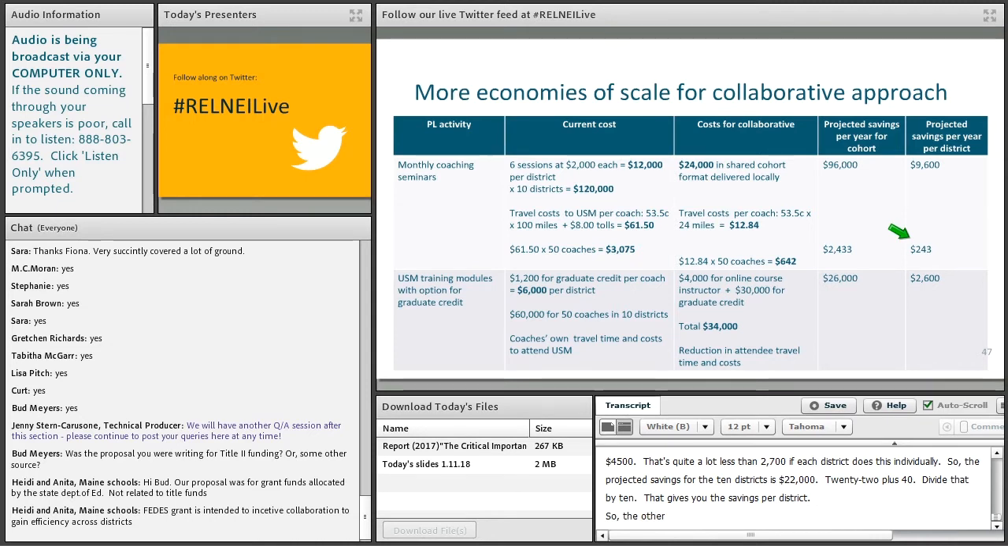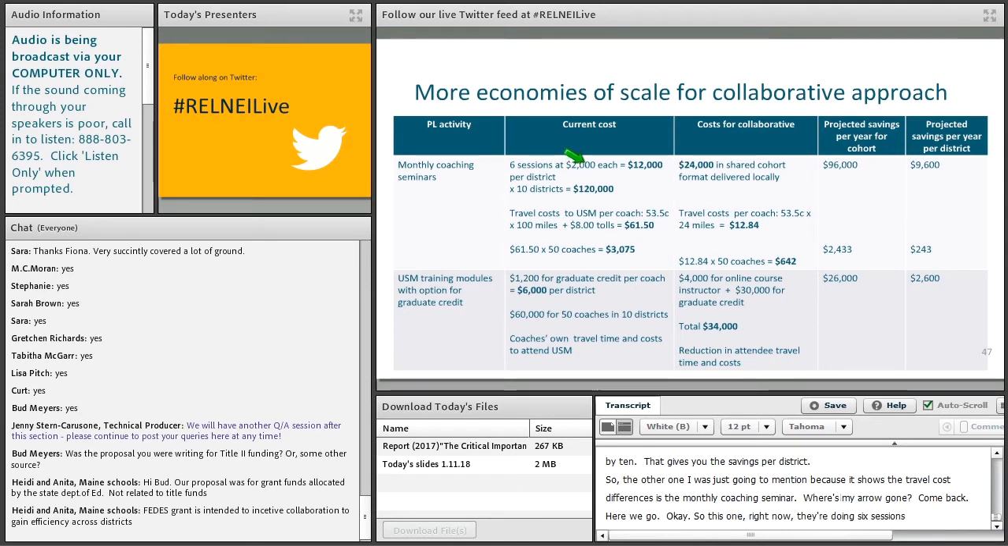So the other one I was just going to mention, because it shows the travel cost differences, is the monthly coaching seminars. Where's my arrow gone? Come back. Here we go. Okay, so this one. Right now, they're doing 6 sessions a year, and the fees for those are $2,000 per session. And each district is paying this, so that's $120,000 across all 10 districts. The travel costs are really high because the coaches are all traveling an average of 100 miles back and forth from USM, paying the $8 toll, so it's like $60 of travel cost per coach. That adds up for 50 coaches to over $3,000.